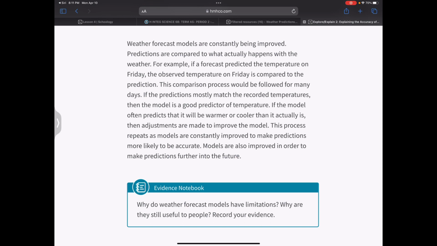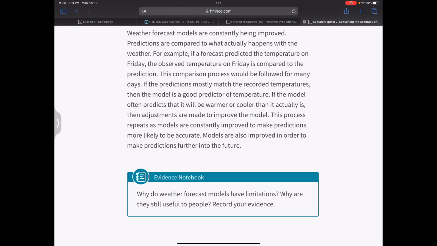If the model often predicts that it will be warmer or cooler than it actually is, then adjustments are made to improve the model. This process repeats as models are constantly improved to make predictions more likely to be accurate. Models are also improved in order to make predictions further into the future. Write down a few sentences to record in your evidence notebook. Why do weather forecast models have limitations? Why are they still useful to people?